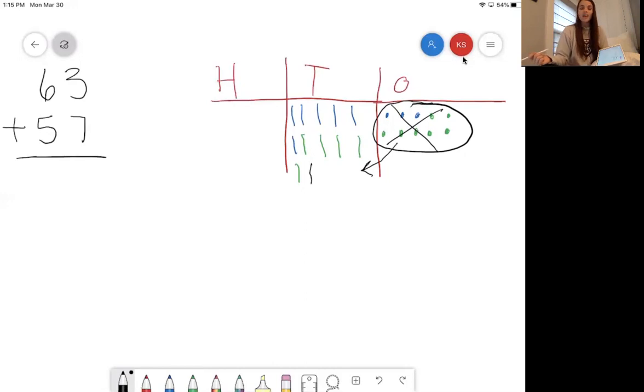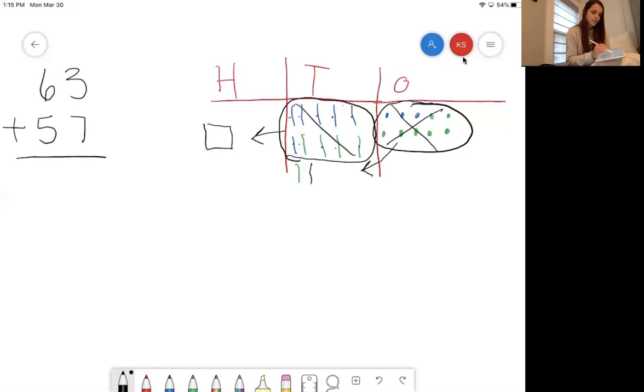Yes, I can. Awesome job. I know that 10 tens equals 1 hundred. So I'm going to count 1, 2, 3, 4, 5, 6, 7, 8, 9, 10. I'm going to lasso these 10s up and move it to my hundreds place. And I'm going to cross it off so I don't get confused.